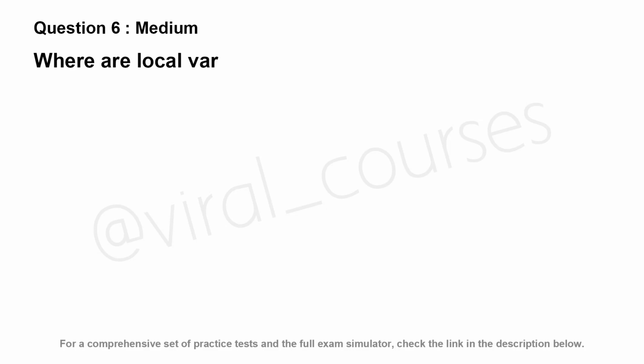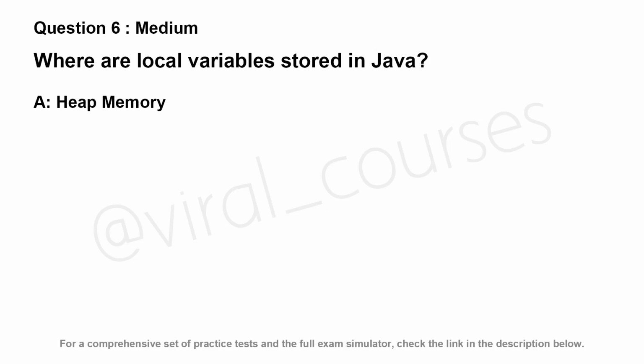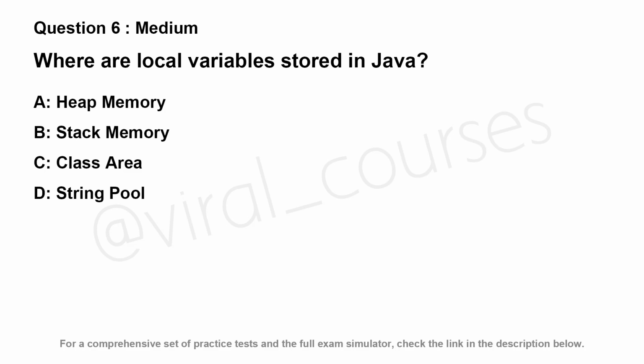Where are local variables stored in Java? Option A, heap memory. Option B, stack memory. Option C, class area. Option D, string pool.